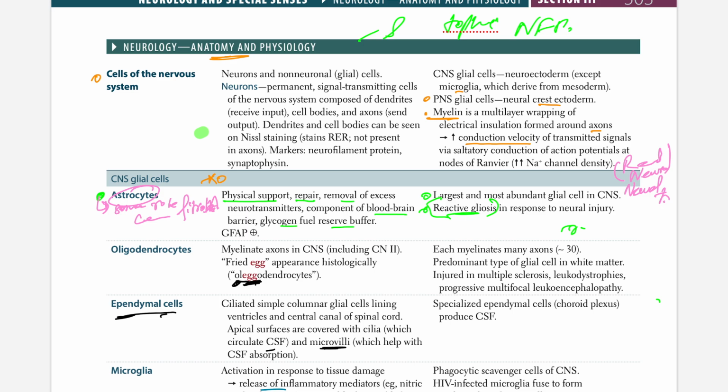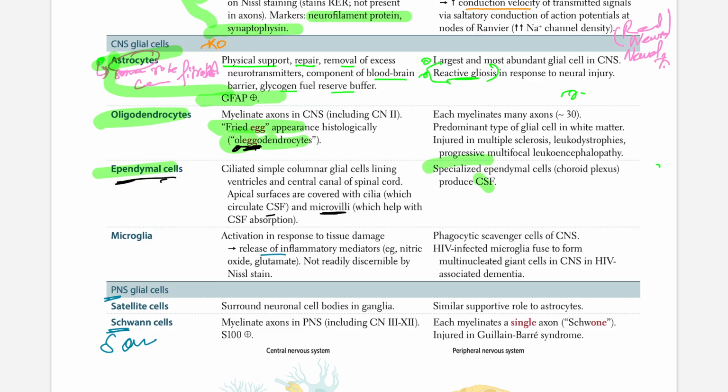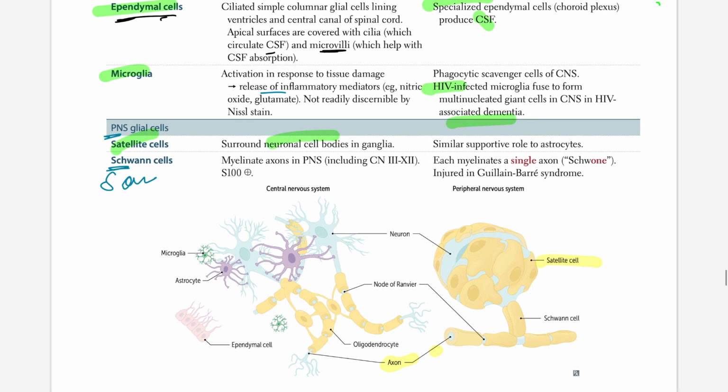For all the neurons, we're going to have synaptophysin and neurofilament proteins positive. For astrocytes, it's going to be GFAP, the glial fibrillary acidic protein, positive. Oligodendrocytes have the fried egg appearance. Specialized ependymal cells will form CSF. Microglial cells, HIV messes them up and causes HIV-associated dementia. Satellite cells surround the neuron just like astrocytes surround the neuron in the CNS. Schwann cells are S100 positive and myelinate the PNS.